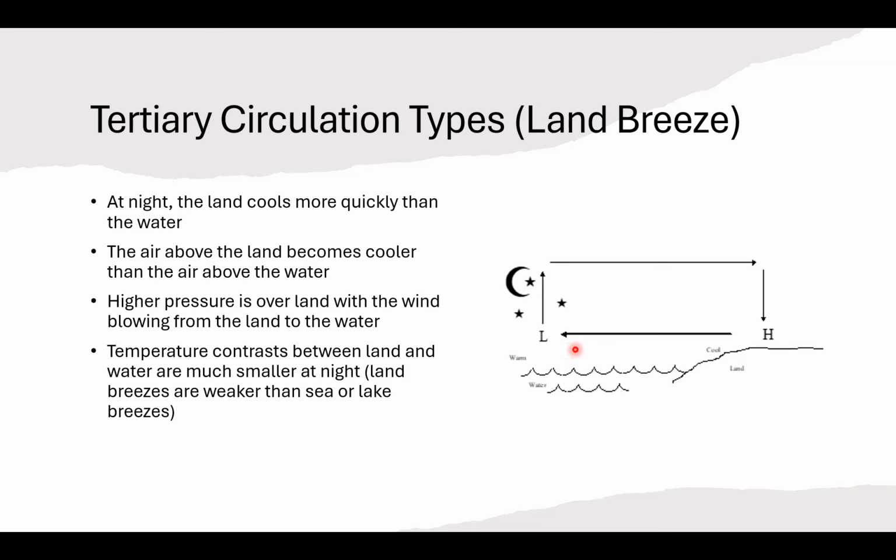Okay, so you get higher pressure over the land, the wind blows from high to low pressure, and then you get rising air motion over the water in the vertical, and you get sinking air motion over the cooler land. So these temperature contrasts, by the way, for the land breeze are usually much weaker because the temperature contrast is not as great as during the afternoon with the sea breeze.